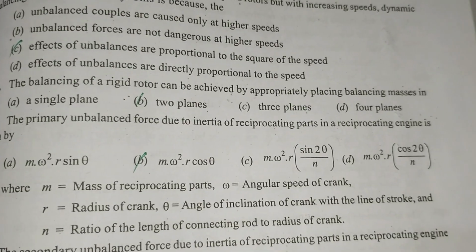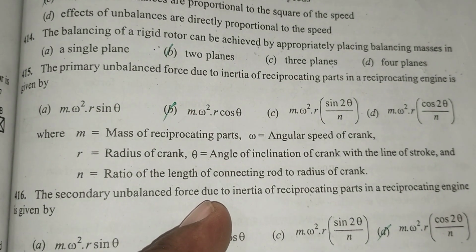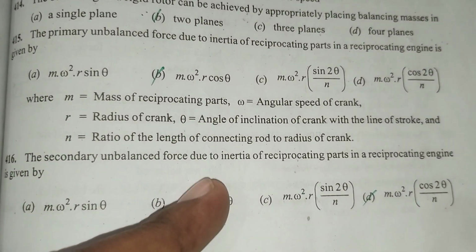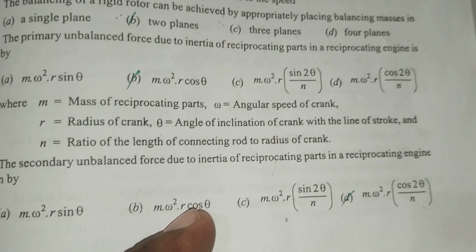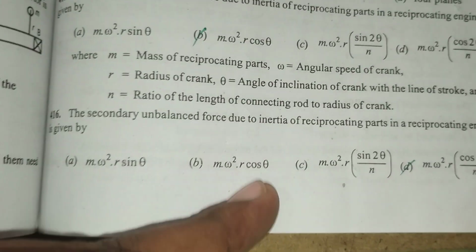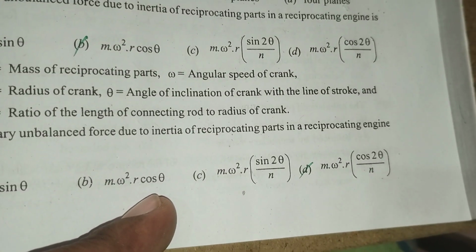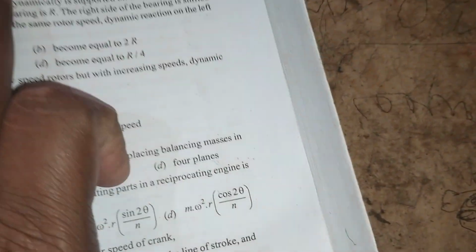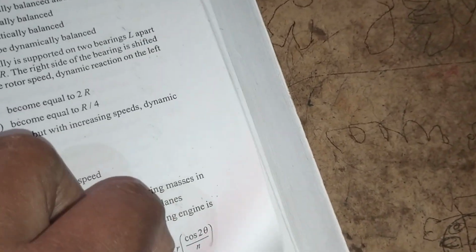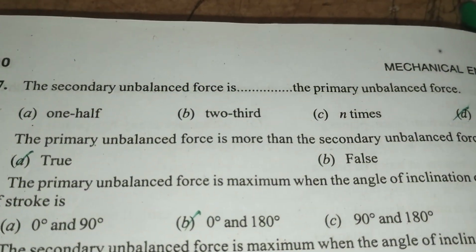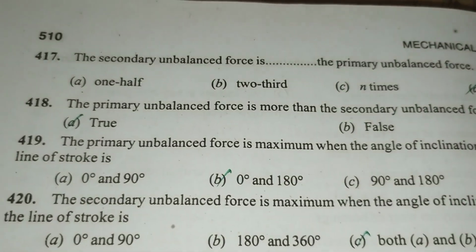The primary unbalanced force due to inertia of reciprocating parts of a reciprocating engine is m omega square r cos theta. The secondary unbalanced force due to inertia of reciprocating parts of a reciprocating engine is given by m omega square r cos 2 theta by n. The secondary unbalanced force is 1 by n times the primary unbalanced force. The statement that the primary unbalanced force is more than the secondary unbalanced force is true.